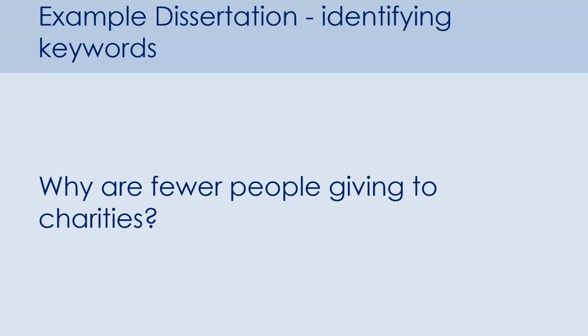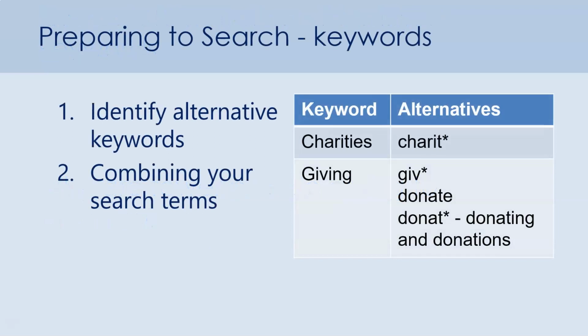The example I'm going to use is why are fewer people giving to charities? With any title, whether it's an assignment or a project, the first thing you need to do is think about the topics involved. For me, I'm particularly interested here in the charity issue and also the people's behavioural approach to giving to charities and how this might change. Once you understand the question a little bit more and the topics involved, you can break it down and think about the key words. I've particularly looked at two keywords here, charities and giving.